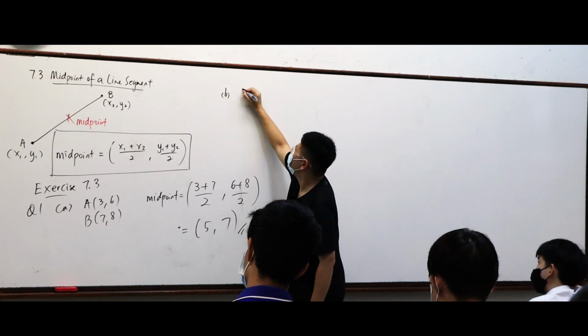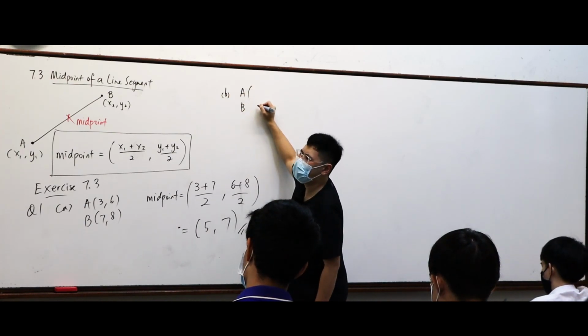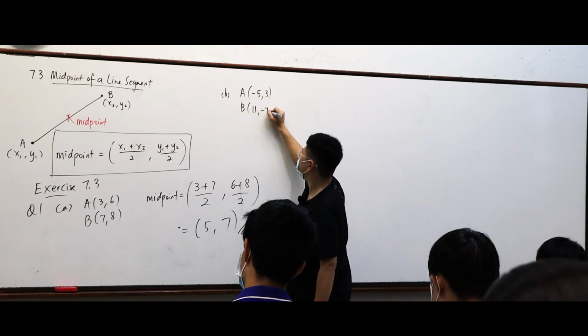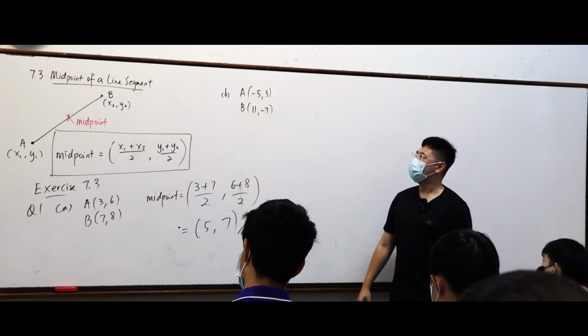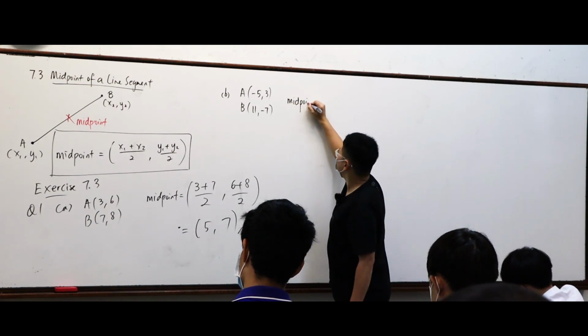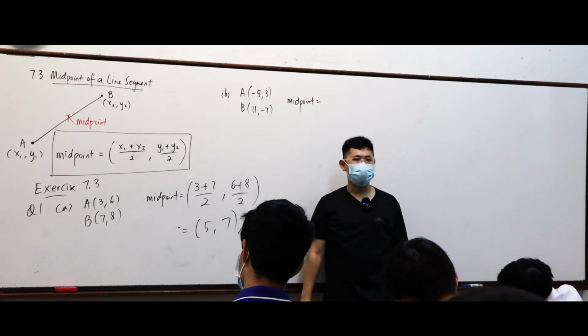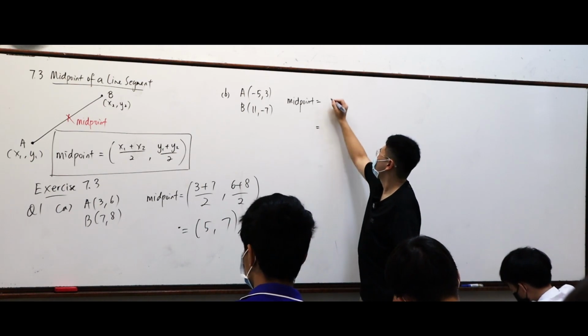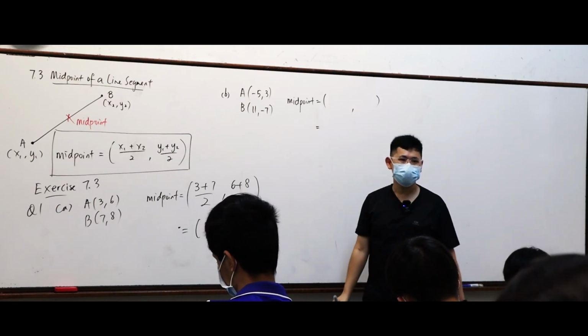Now we have 2 points again, point A and B. A is -5 and 3. B is going to be 11 and -7. So what is the midpoint for this one? Let me point to maybe someone. Do you want to try? So what's the midpoint? What should I write over here?